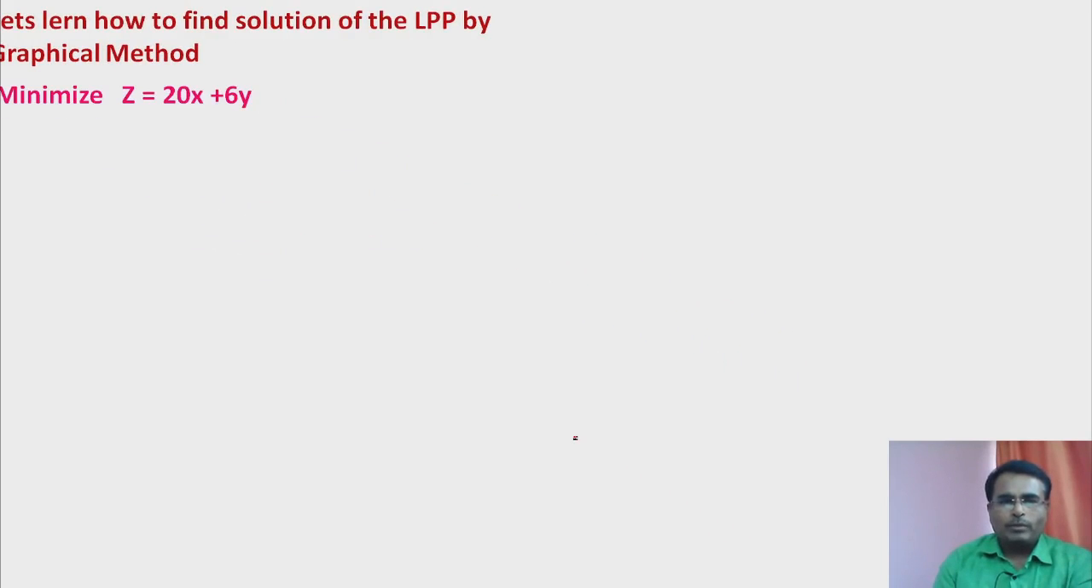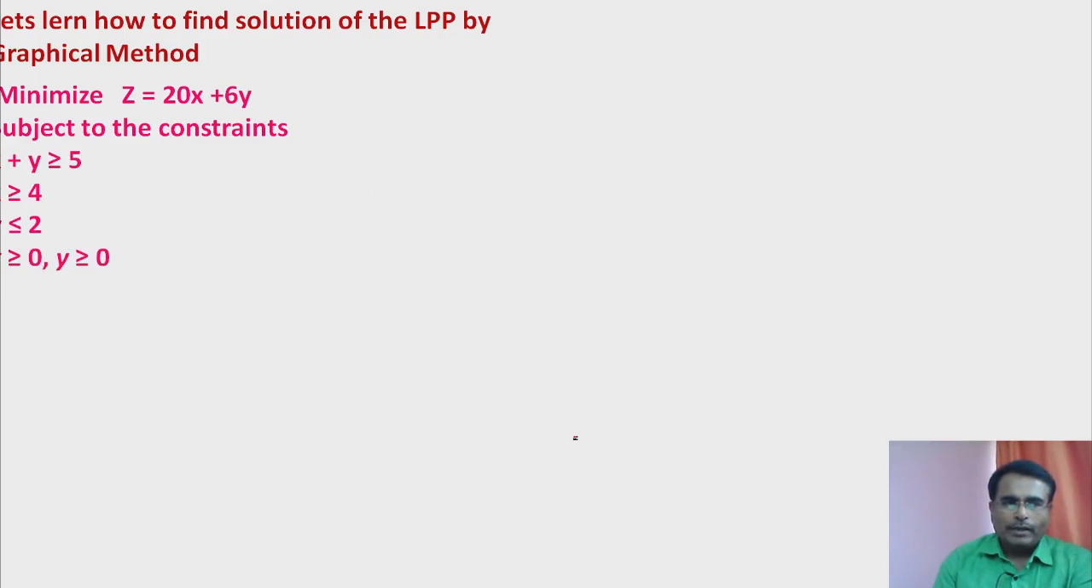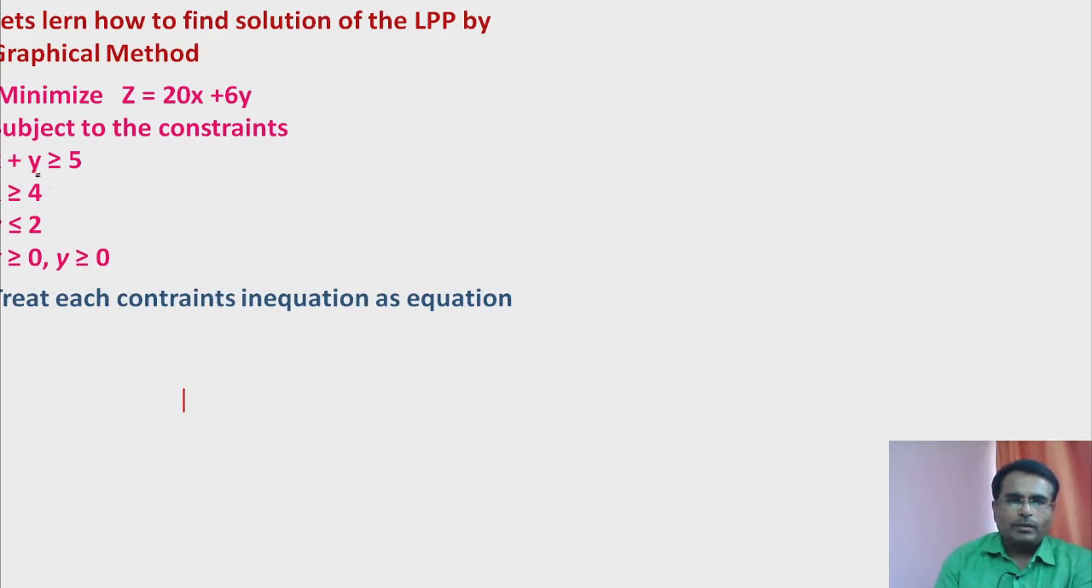Suppose we consider the problem: minimize z = 20x + 6y, subject to the constraints x + y ≥ 5, x ≥ 4, y ≤ 2, and x ≥ 0, y ≥ 0. Our first step is to treat all inequations as equations. So these are your constraint inequations; treat them as equations. Let us see what we get.